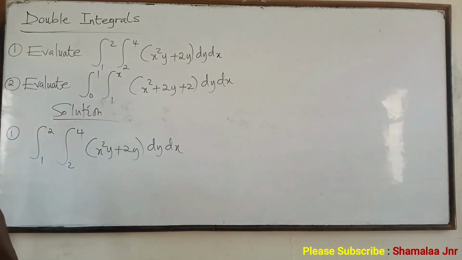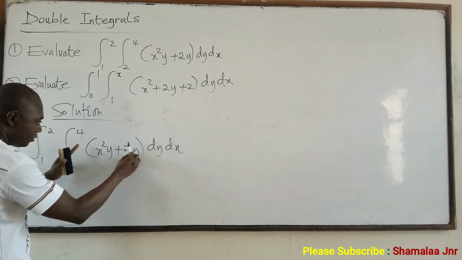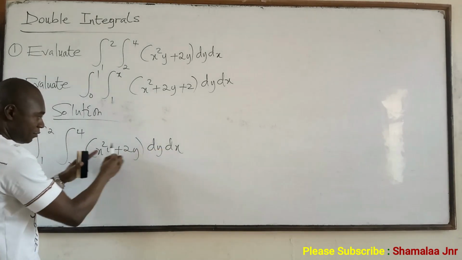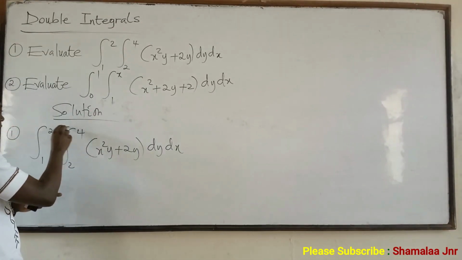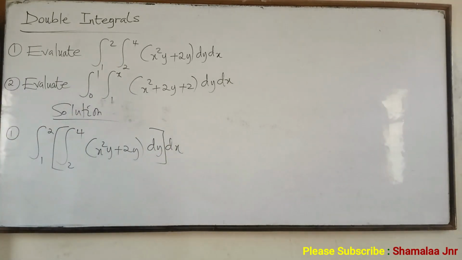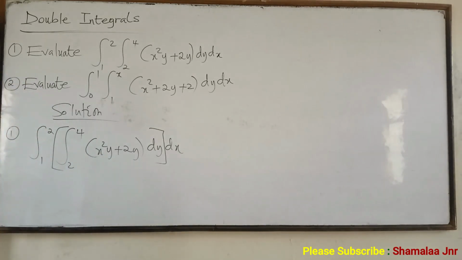Now when you are given something like this to evaluate, please start from the internal one. Look at it. So we are going to start with this one. This is the outer one, this is the inner one. So we are going to start with this. Let me draw something around it so that you know that we are going to start with this one. Now, look on the board.